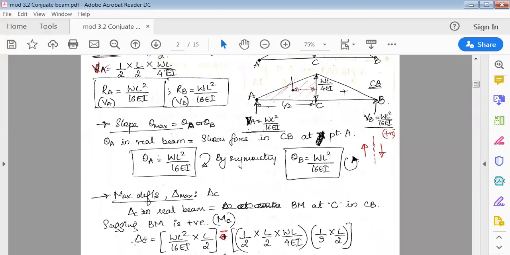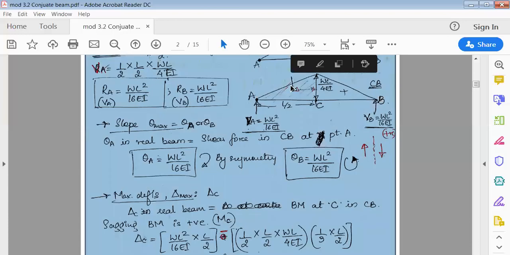now check this. If you want to find delta C, to the left side you see there is one load, that is WL square by 16 EI. It is acting here, into the perpendicular distance. If you want to find bending moment, it is force into perpendicular distance. So this is WL square by 16 EI into the perpendicular distance, that is L by 2. Now again, you have to be very careful with the sign conventions. To the left side, clockwise is positive, anti-clockwise is negative. The arrowhead is going clockwise. So clockwise it is WL square by 16 EI into the perpendicular distance, that is L by 2. So this is clockwise.